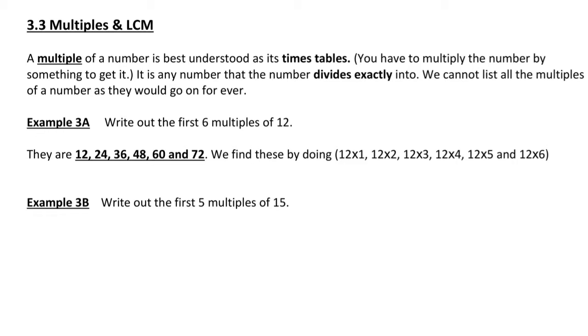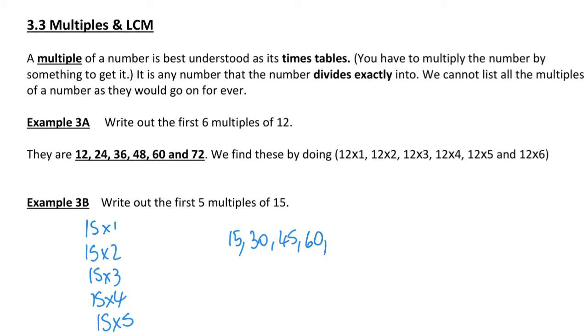If we want to work out the first 5 multiples of 15, we do 15 times 1, 15 times 2, 15 times 3, 15 times 4, and 15 times 5, which are 15, 30, 45, 60, and 75. And the list would go on.